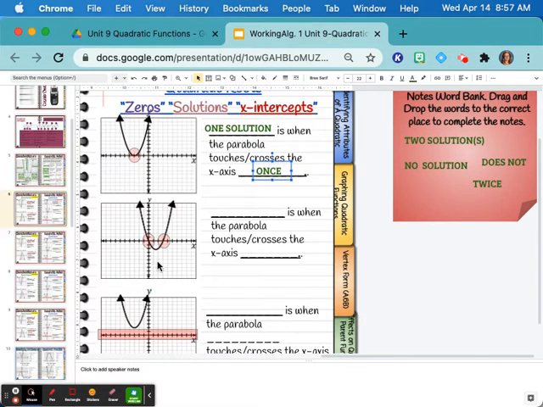We can also see how it crosses at two spots. So two solutions is when the parabola touches or crosses the x-axis twice.